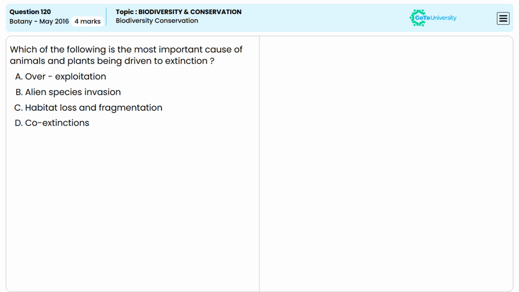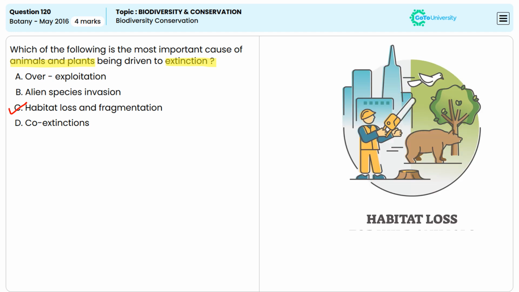Which of the following is the most important cause of animals and plants being driven to extinction? The answer is option C, habitat loss and fragmentation. Habitat loss and fragmentation is considered the most significant cause of extinction for both plants and animals.